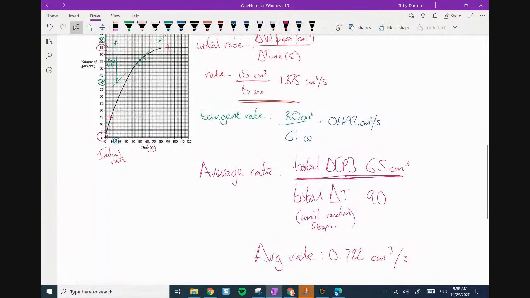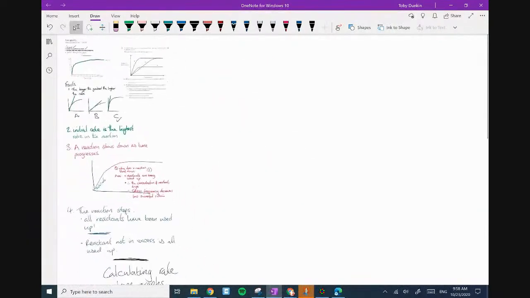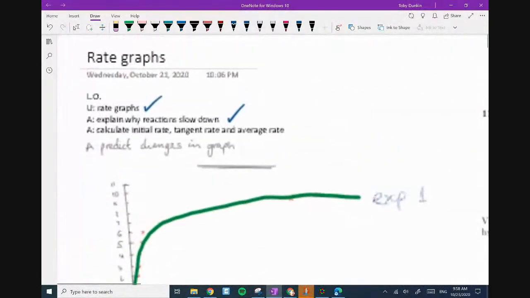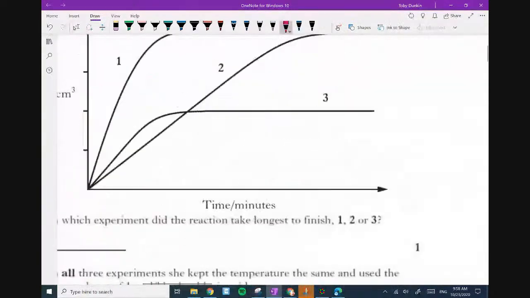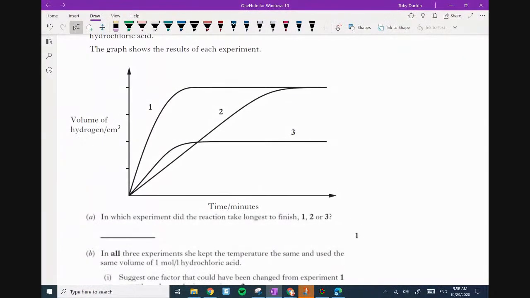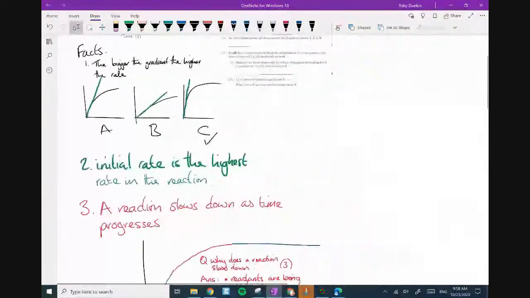Right, guys, that brings me to the end of my lesson. Absolutely spot on in terms of time. I'm absolutely made up with that. Oh, but I didn't do my extension. Oh, predict changes in graphs. Next lesson, guys. These are the predicting the changes in graphs. Yeah, and we'll look at that next time, guys. We'll do graphs part 2 for rates.